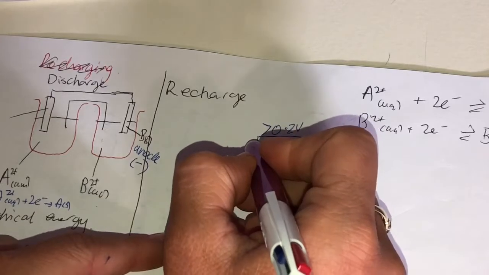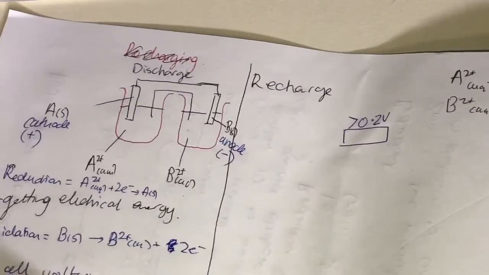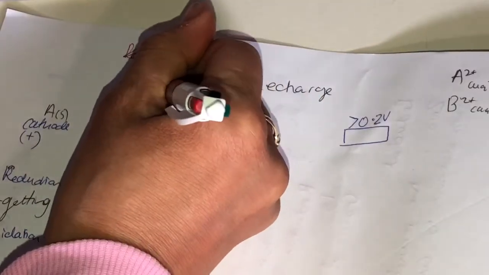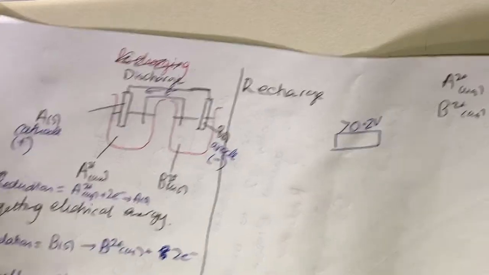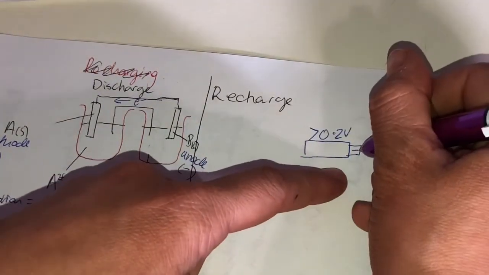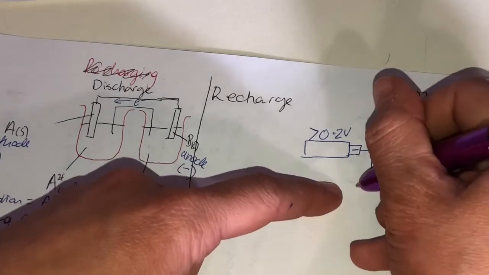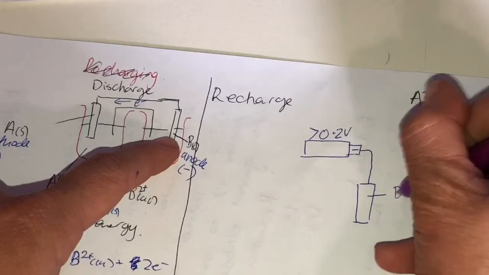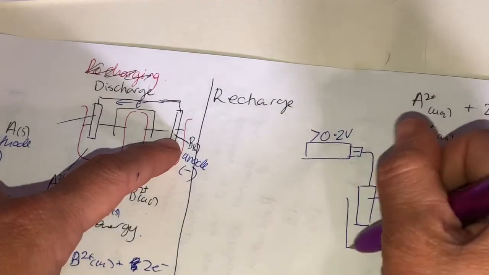Okay, now we want to force the electrons to go in the other way. So during discharge, the electrons are traveling naturally towards the A side. So we want them to actually travel towards the B side. So we'll connect the negative terminal of the battery to the B electrode.